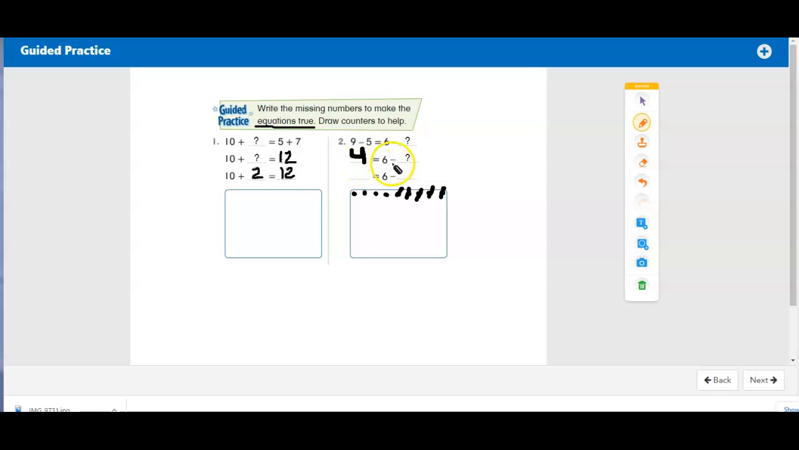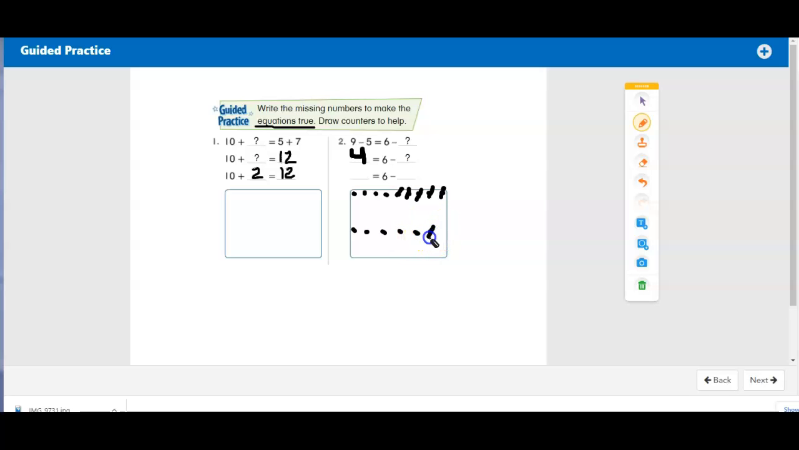So 6 minus what number would give me 4? I could also use counters to solve. I could draw 6 counters. 3, 4, 5, 6. 1, 2, 3, 4, 5, 6. And I could cross out till I have 4 left.